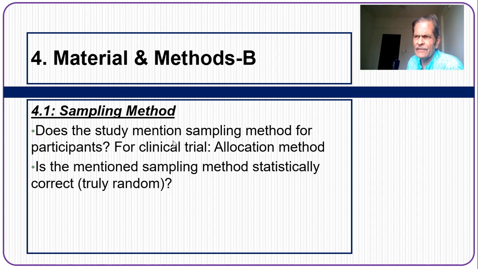Merely random doesn't mean that the authors really have resorted to simple random sampling. And whether the mentioned sampling method is statistically correct. Whatever the method was used, you must try to find out whether it was statistically correct and whether it was truly random or not. Otherwise, many types of biases enter in the study.